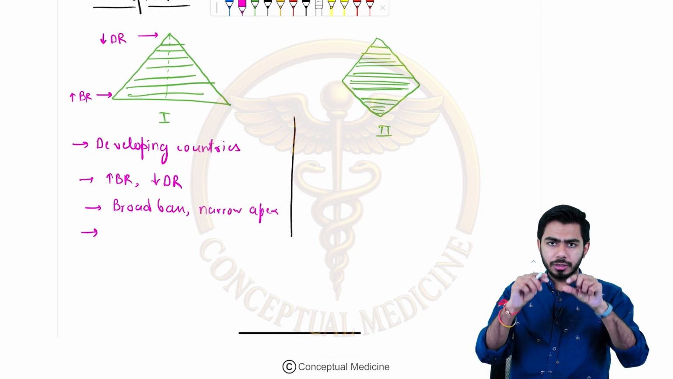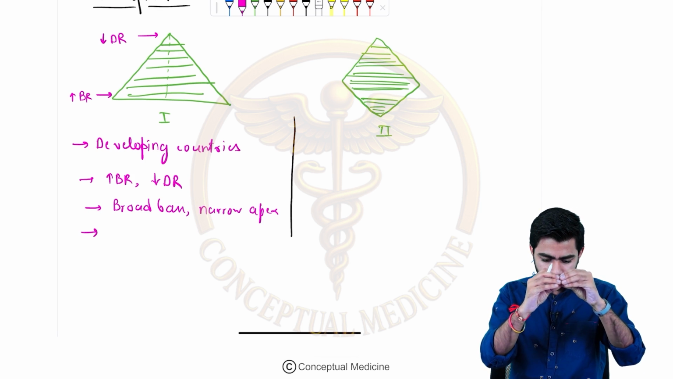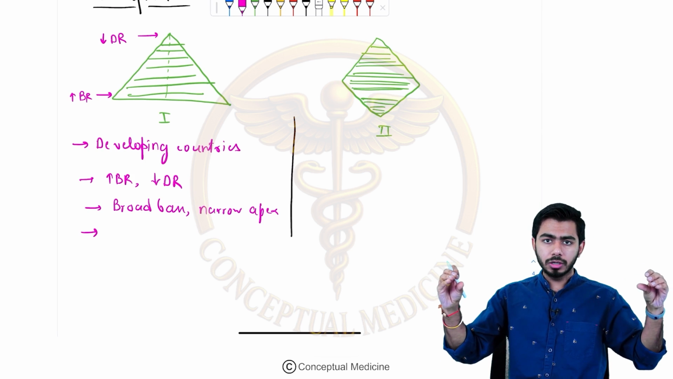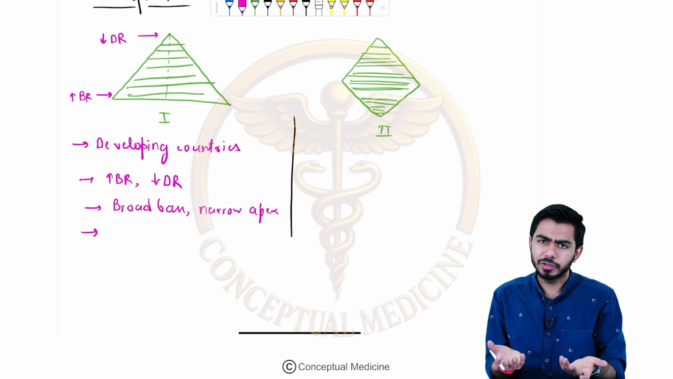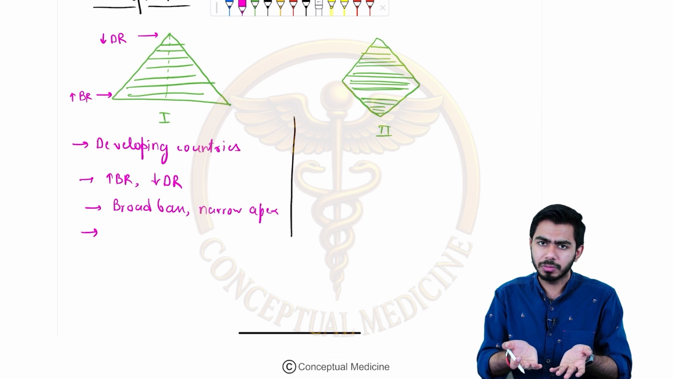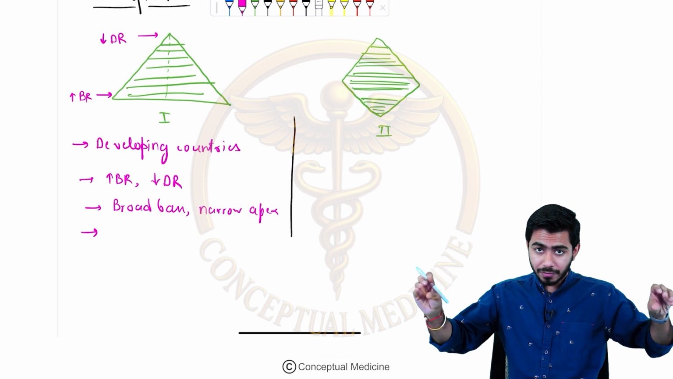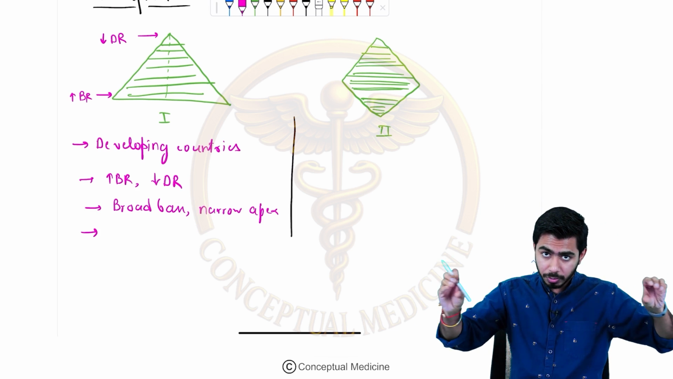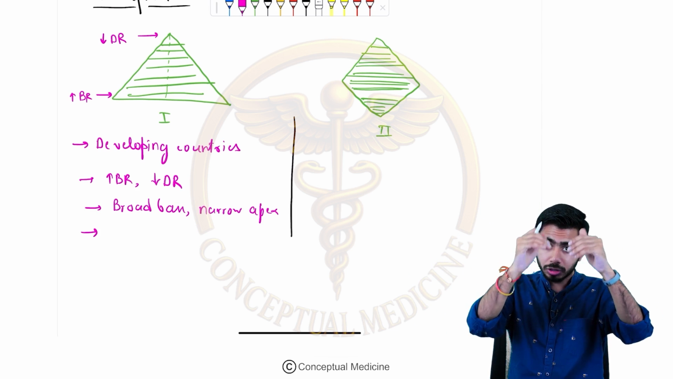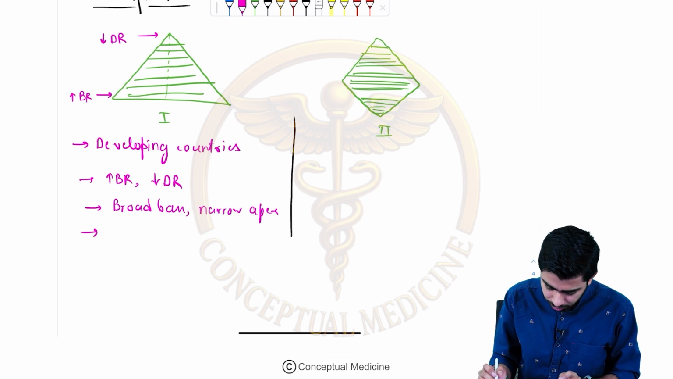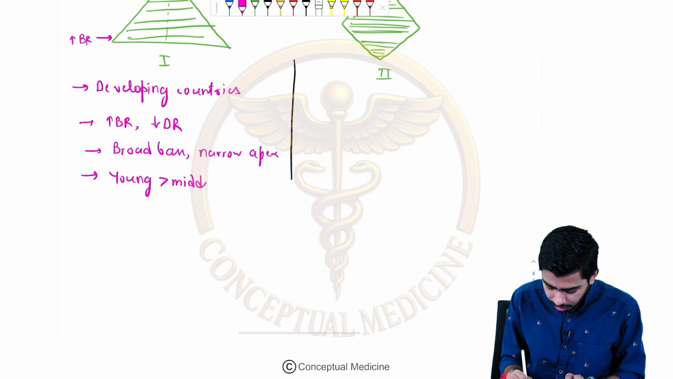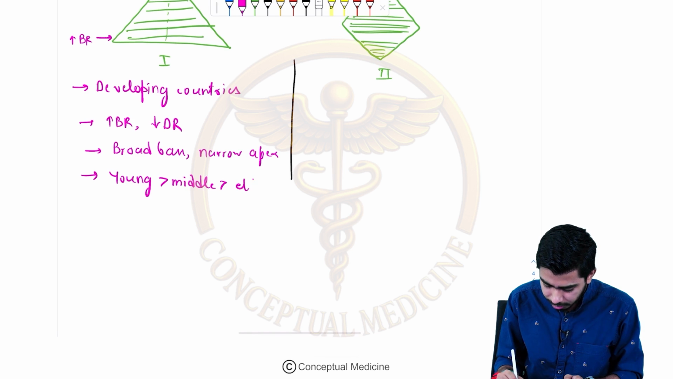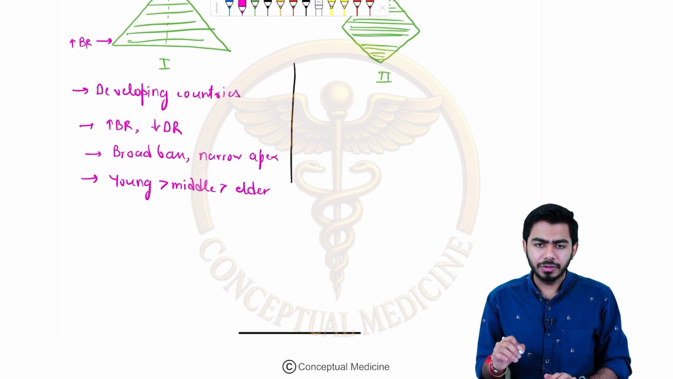Here what we are seeing is that the children, the younger population, will be more than the middle population, and the middle population will be more than the elder population, obviously, because that's how the age pyramid looks, right? Here we have the broad base and the narrow apex. So obviously the younger population will be more, then the middle population will be more than the older population, right? That is what we are seeing over here. So young people are more than the middle people, and middle people are more than the elder people over here, right? So that we can write.